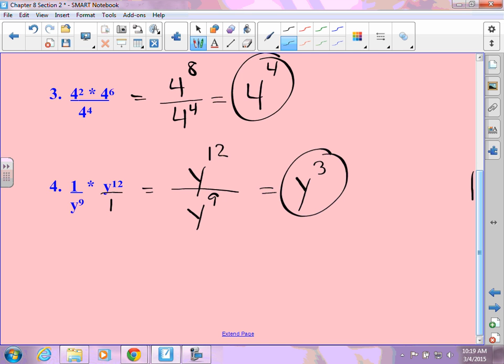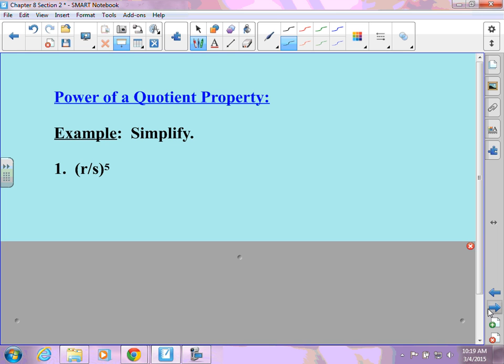You'll notice on this problem, remember we rewrote it. So I had r over s, and remember I put a little belt around the s, so it didn't look like a 2 to the 5th. And then what did we do with the exponents? That's right, we distributed it. So it was r to the 5th over s to the 5th.